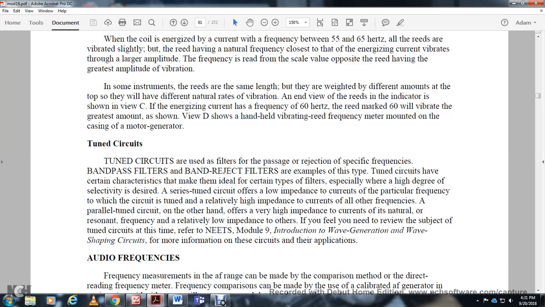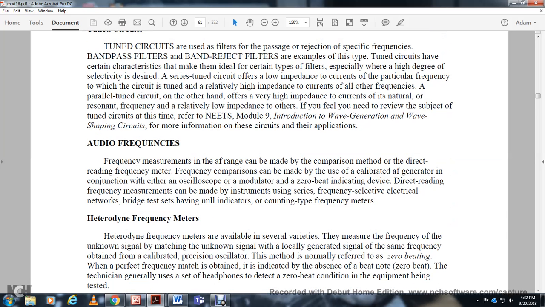For the frequency to which the circuit is tuned, it has relatively high impedance to the current of all the other frequencies. A parallel tuned circuit, on the other hand, offers very high impedance to the current at its natural or resonant frequency, and relatively low impedance to the others. If you need to review the subject of the tuned circuit, refer to NEETS Module 9, Introduction to Wave Generation and Wave-Shaping Circuits, for more information.